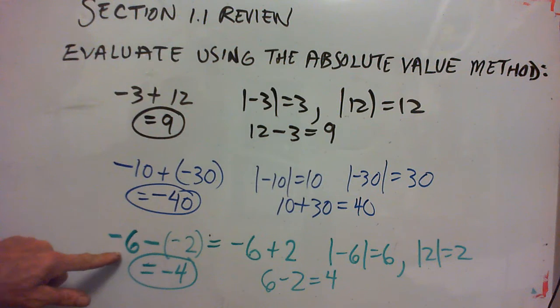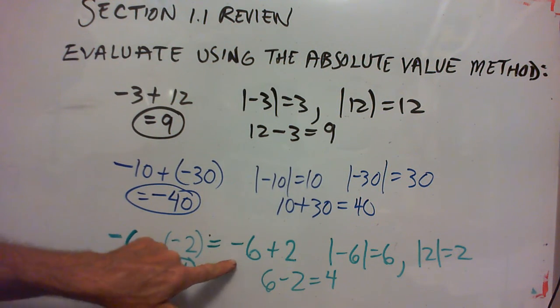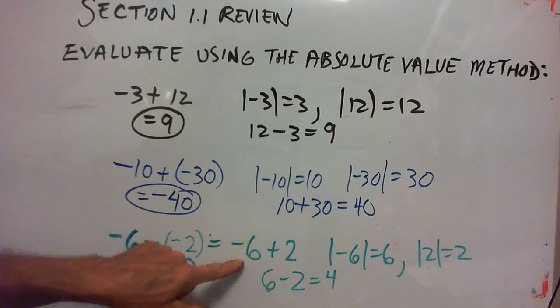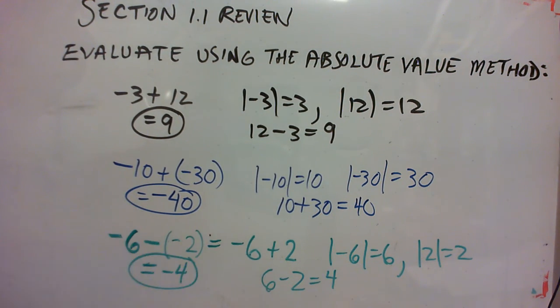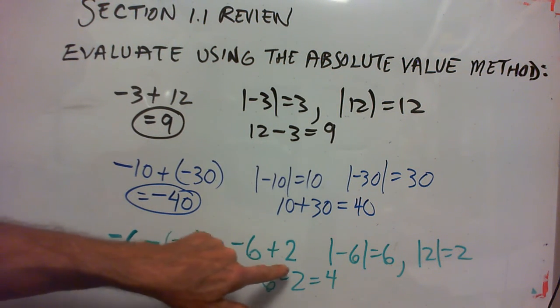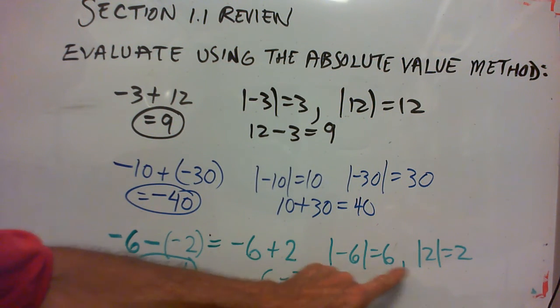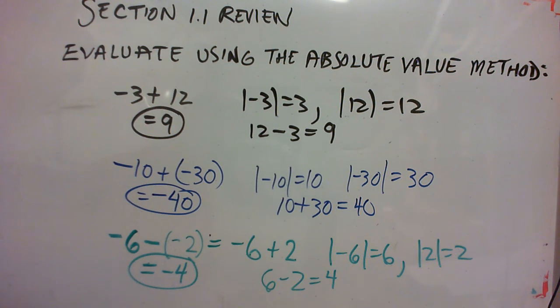Okay, the final problem, -6 minus a -2. We first have to rewrite this as an equivalent addition problem, which is -6 plus 2. Then we use the absolute value method for adding a negative to a positive. Taking the absolute value of each number, we get 6 and 2. We subtract the absolute values to get 4. But since -6 has the bigger absolute value, our answer is -4.